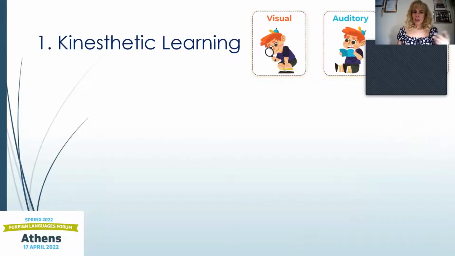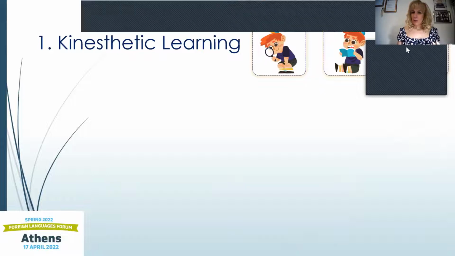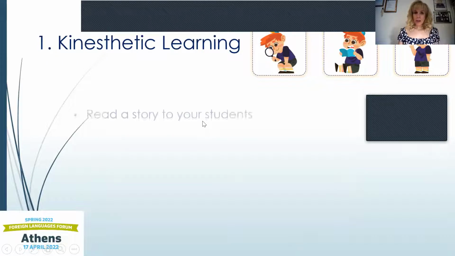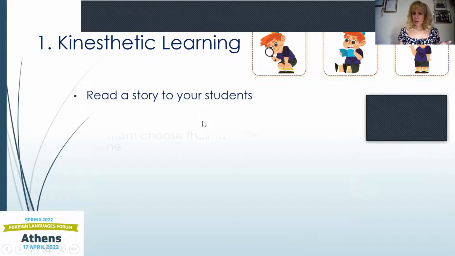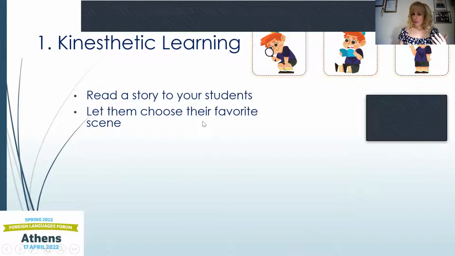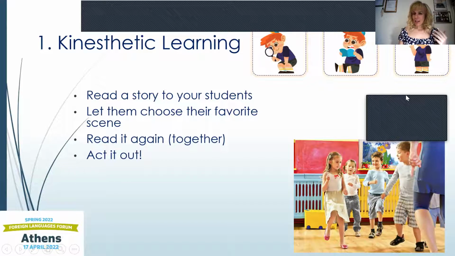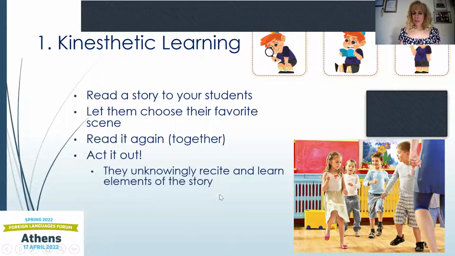First of all, kinesthetic learning. I know that most of you have heard of this. We talked about visual, we talked about auditory. What about kinesthetic? How can we implement this in reading? Of course we can. Read a story to your students. Let them choose their favorite scene. Then read it again together. After that, act it out. Your kids are going to get a kick out of it. They're going to really enjoy this one. And of course, they unknowingly recite and learn elements of the story.